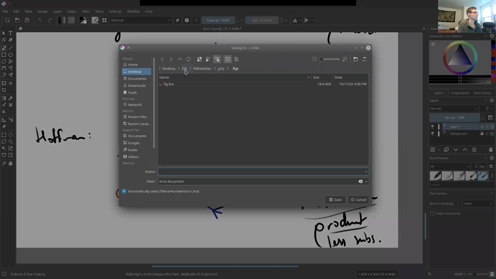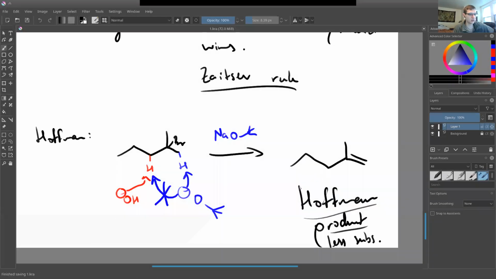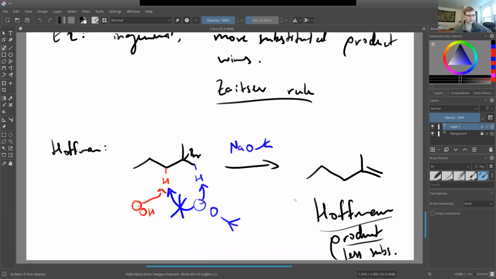Let me save this. Whoops. Here we go. Okay, and that's what there is about E2. This is the extent of E2 that we see.